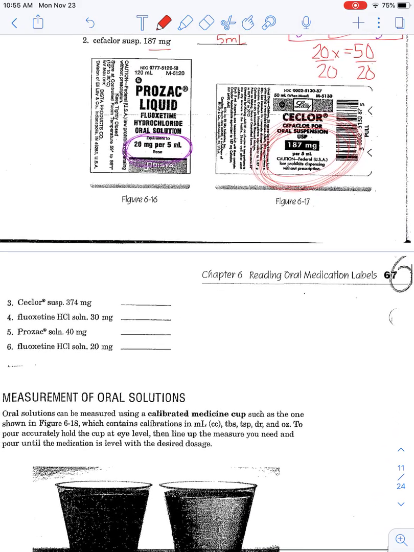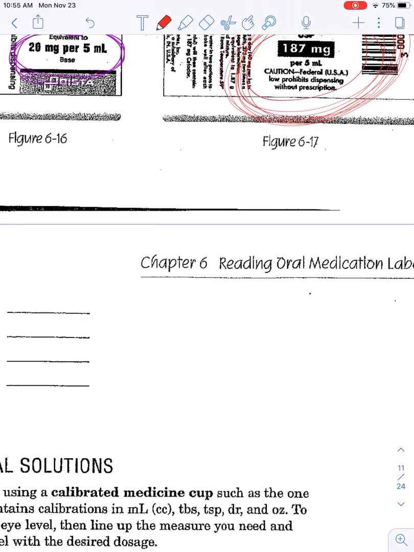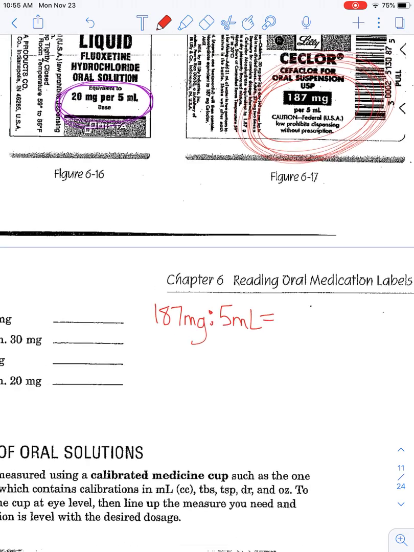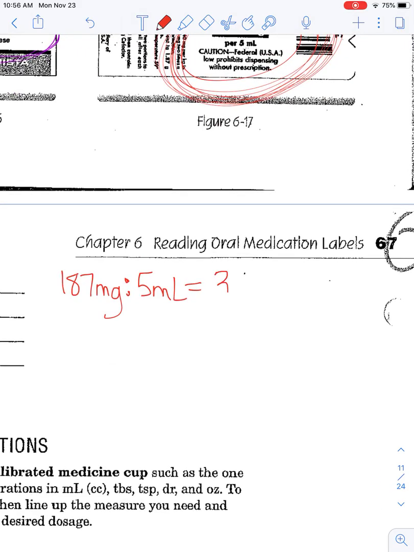All right, I'm going to leave this up. I'm going to do at least one more example with you here. This is another one, Cellchlor, and it's using that label that's on the right there. We know that it's available as 187 milligrams for every 5 milliliters. And our order in this problem is 374 milligrams. So we go 374 milligrams, but we don't know how many milliliters that's going to be.